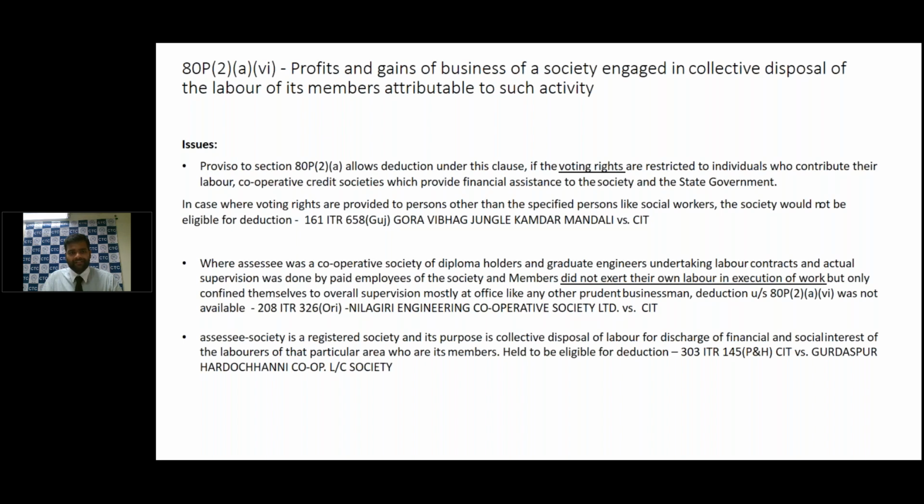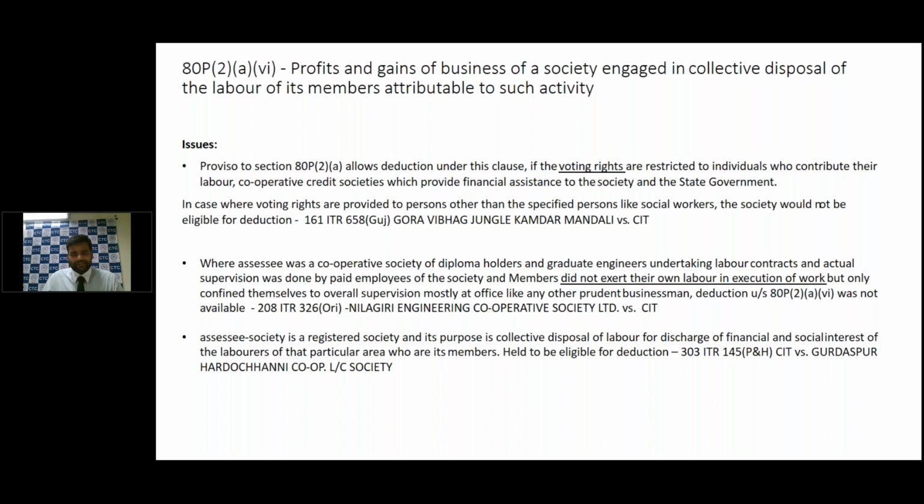or cooperative credit societies which provide financial assistance, and the state government. In a case where voting rights were extended to someone who was neither a laborer, nor a cooperative credit society, nor the state government, the Gujarat High Court held that such society is not eligible for deduction under section 80P(2)(a)(vi).